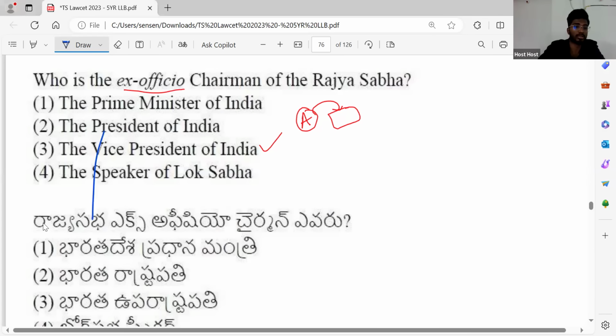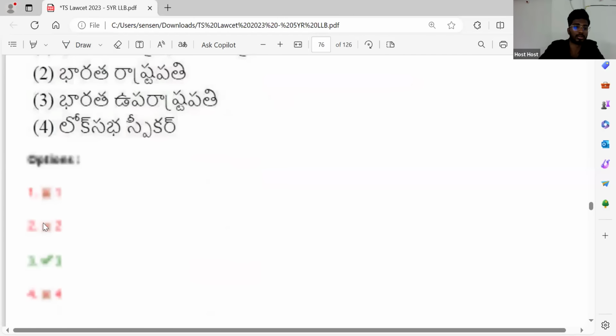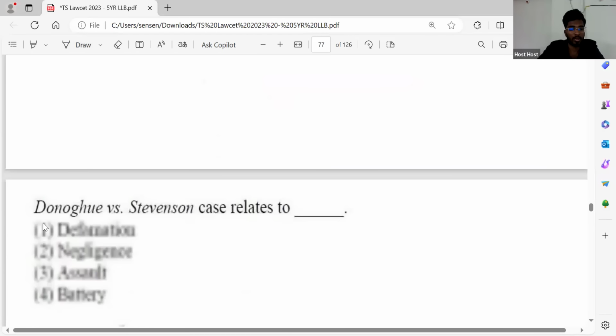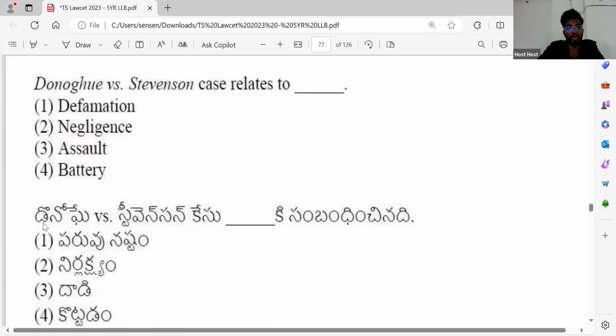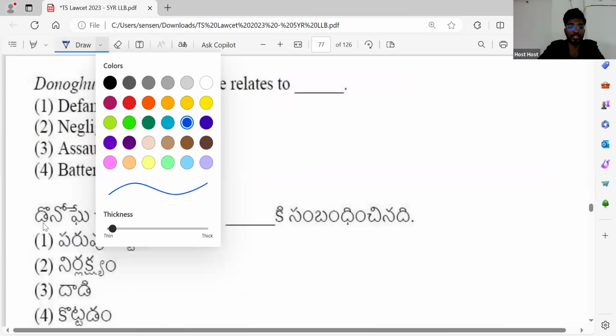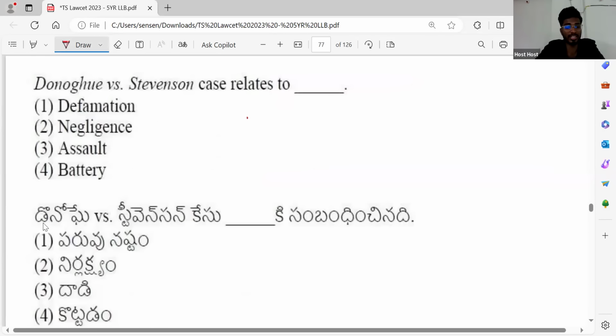Next one. Donoghue versus Stevenson. I'm really sorry, but I did not discuss this case in your class. In the Telugu batch, I discussed it, but anyway, I'll talk about it now. So what happens in this case? This case is actually related to negligence.